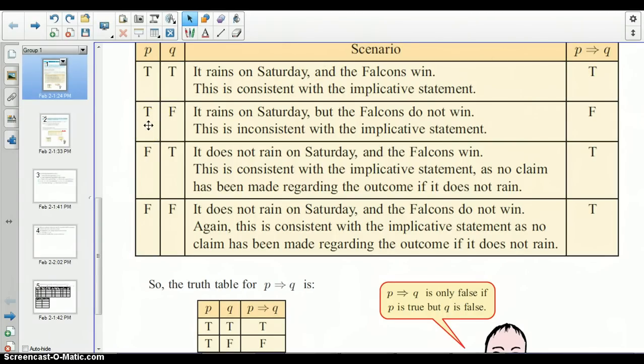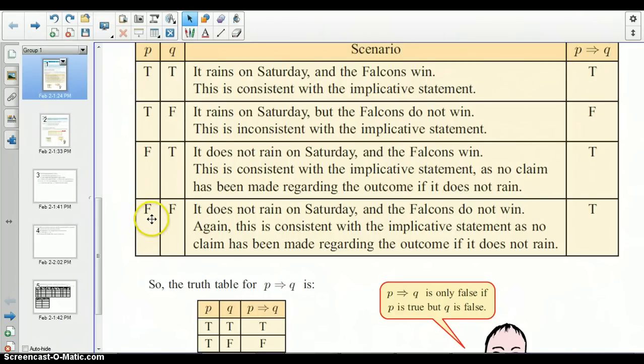The other scenario is it does rain on Saturday, but the Falcons don't win. Our prediction was false. Another scenario is that it doesn't rain on Saturday, and the Falcons do win. In this case, our implication is true because we had only made a prediction. We had only said what was going to happen if it rained on Saturday. We didn't specify what would happen if it didn't rain, so our implication is still true. If it didn't rain, our implication remains true.